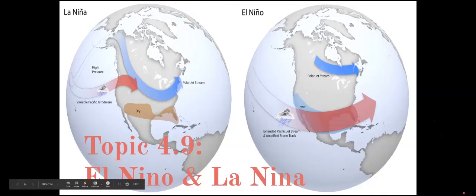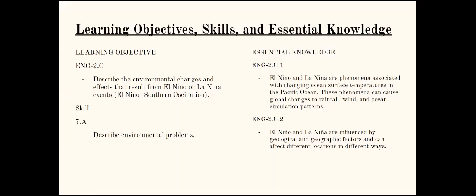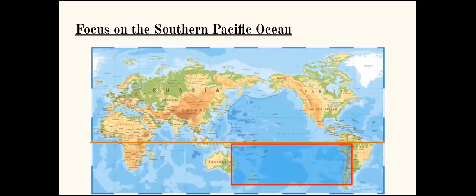In today's video lesson, we are going to be talking about the final topic in Unit 4, Topic 4.9, El Nino and La Nina. Now, this is going to be a fairly new and complicated topic for some of you guys, and so we're going to be going through it step by step. For this lesson, we're going to be describing the environmental changes from these events, El Nino and La Nina. And we're going to be able to describe the problems that arise from this.